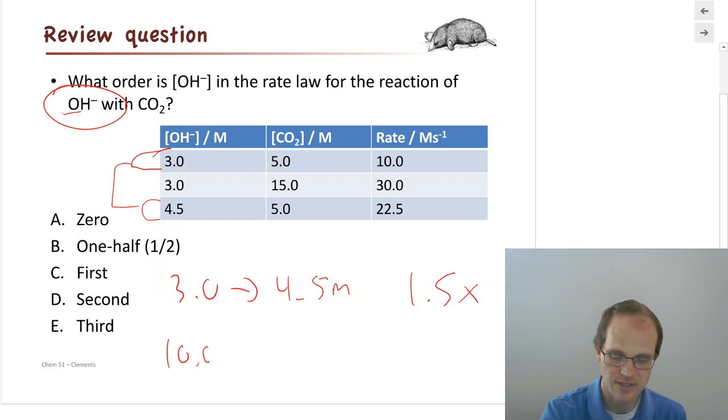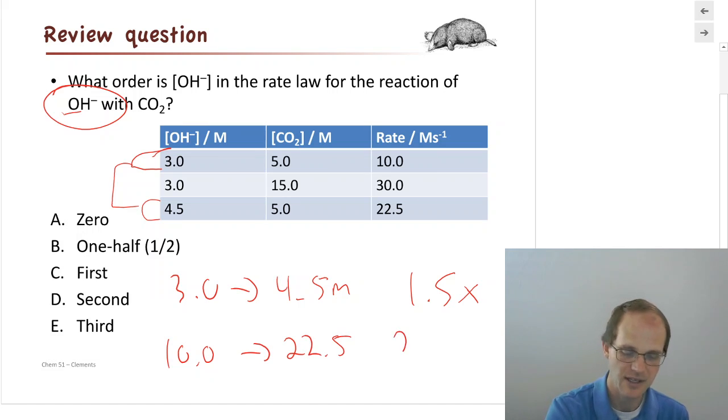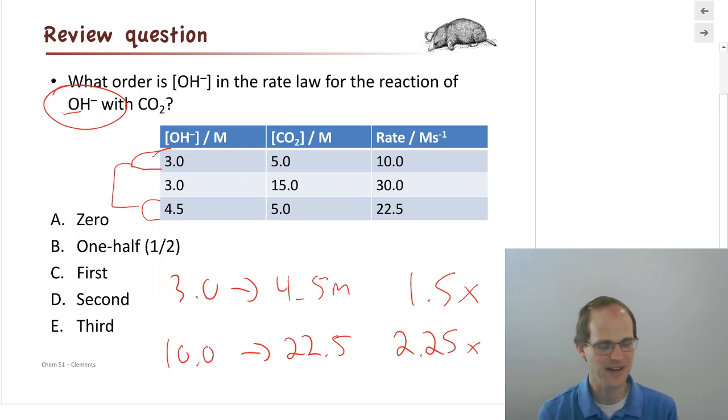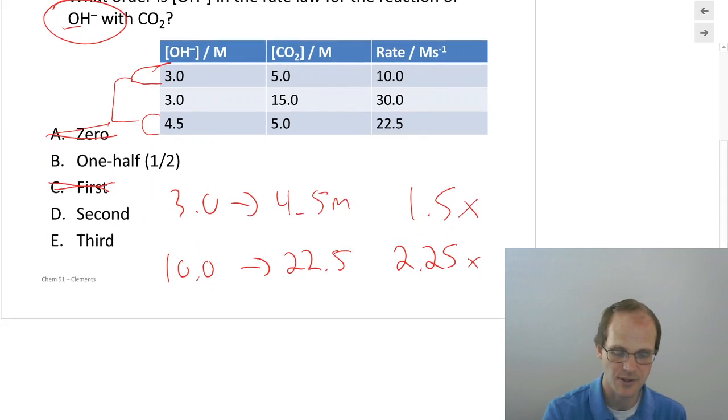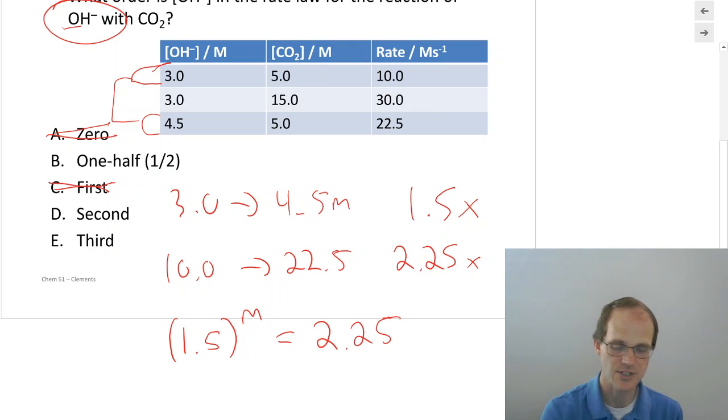When I go from a rate of 10.0 to 22.5, if you get out your calculator, that's 2.25 times. Well, 1.5 is definitely not equal to 2.25. So it's probably not a first order. So how do we know what it is? Well, it's not zero order because the rate did change with our concentration. There we go. 1/2, second, or third. What do we have to do? We did a concentration change. What power is going to get us that rate change?